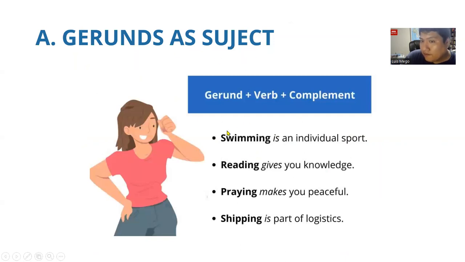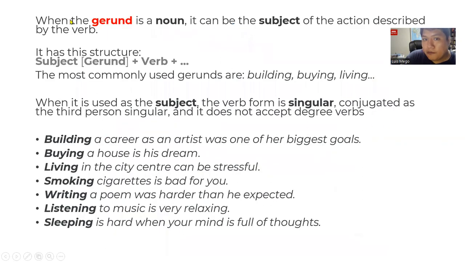Now, very fast, we have gerund as subject. As you can see, the ing verb, now that is a noun, a gerund, is acting like a subject. Swimming is an individual sport. Swimming is the subject. Reading is the subject. Gives is the verb. Okay, praying is the subject, makes is the verb, shipping is the subject, is is the verb, and the other one is the complement.